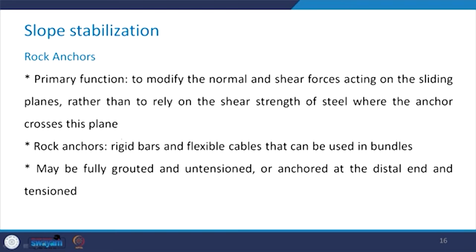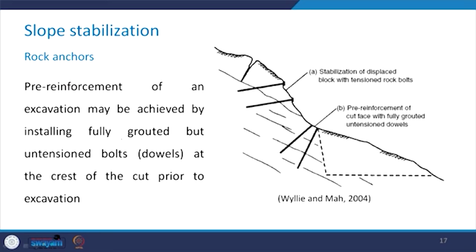These rock anchors are rigid bars or they can be flexible cables which can be used in bundles. They may be fully grouted and untensioned, or they can be anchored at a distal end and tensioned. So, basically there can be two types of rock anchors. One can be pre-tensioned and the second one would be untensioned. Let us see how these two are different from each other.